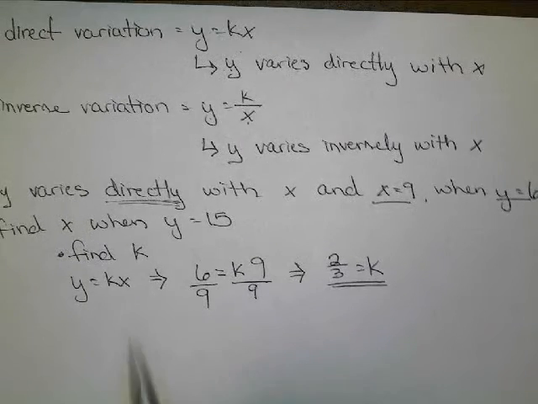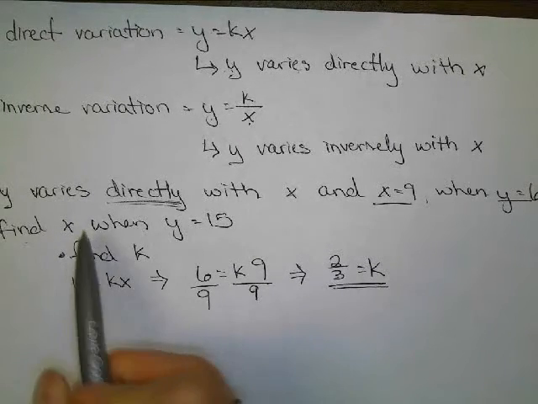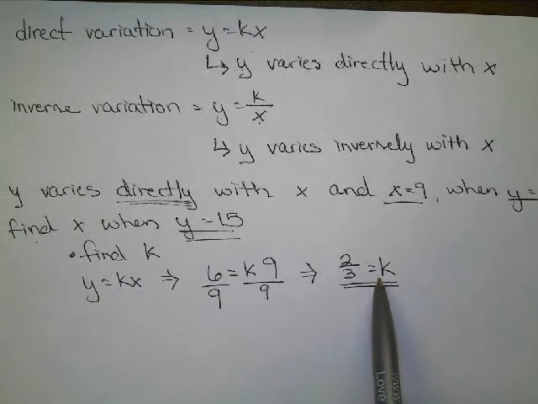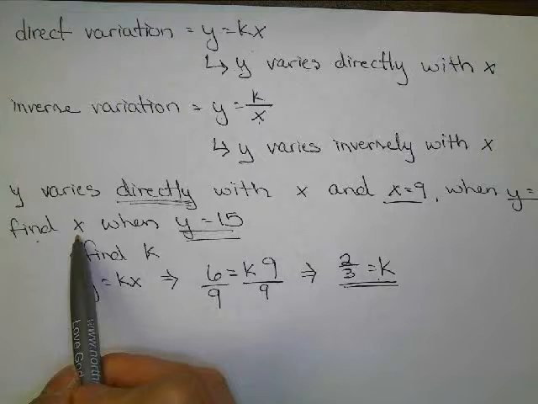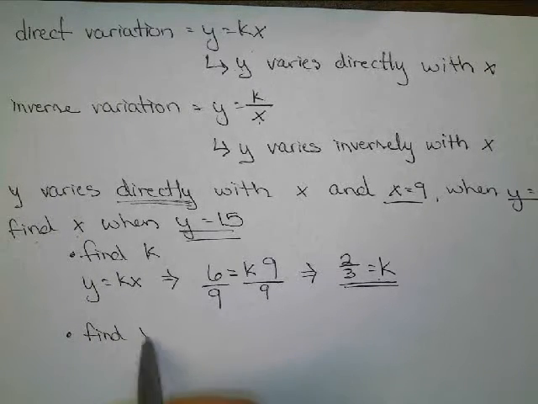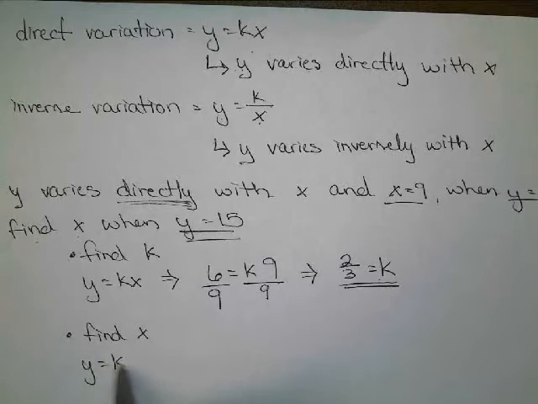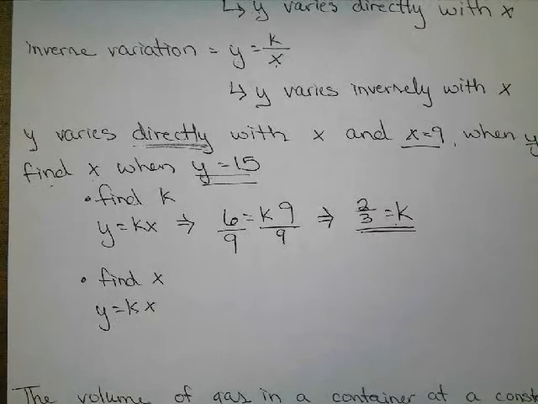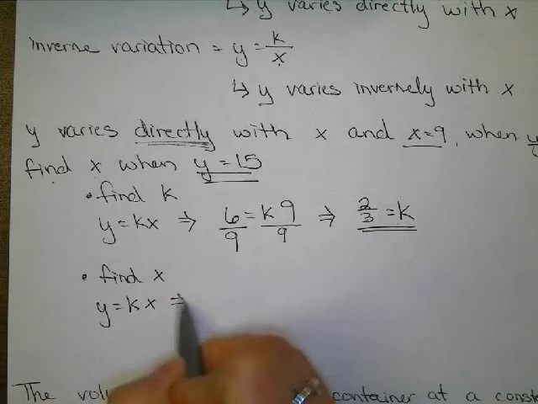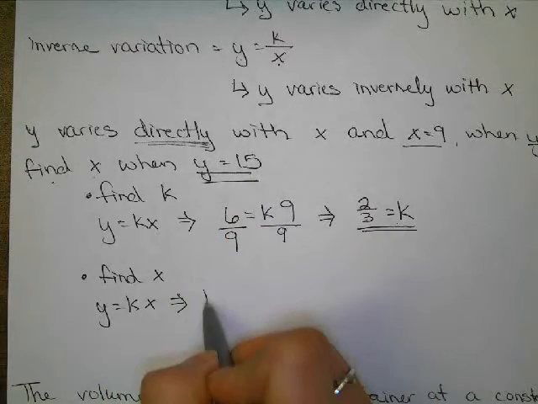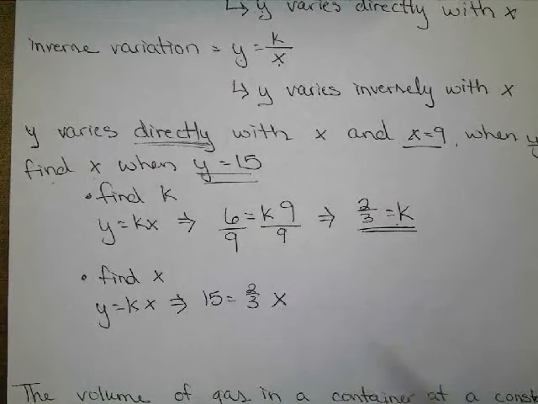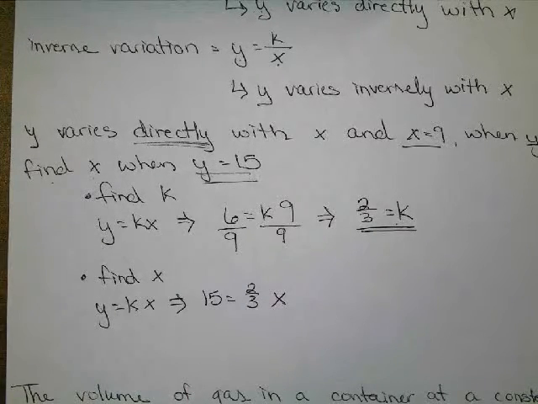Well, now that I know k, I need to find x when y is 15. So now I know y and I know k, so I'm going to plug those back in to find x. Again, we're still varying directly, so I'm still going to use this formula here, y equals kx. They told me what y is, it's 15. k I know is 2/3. I just need to know what x is.